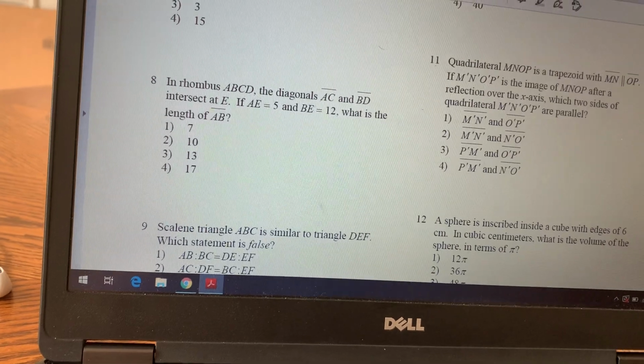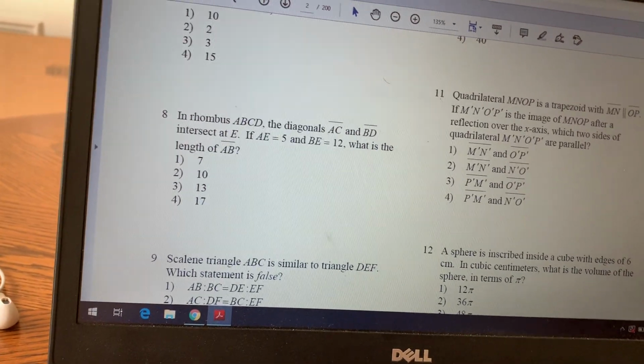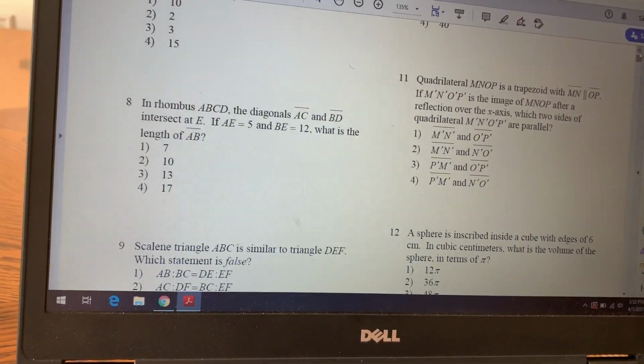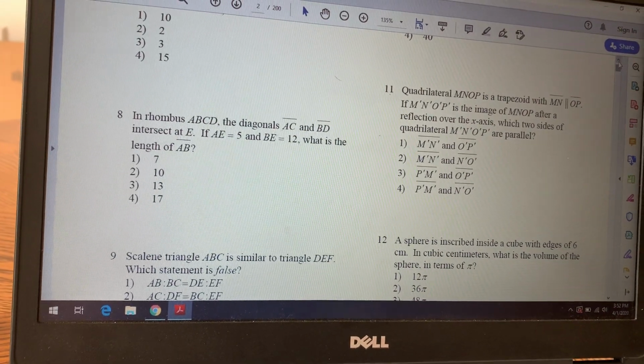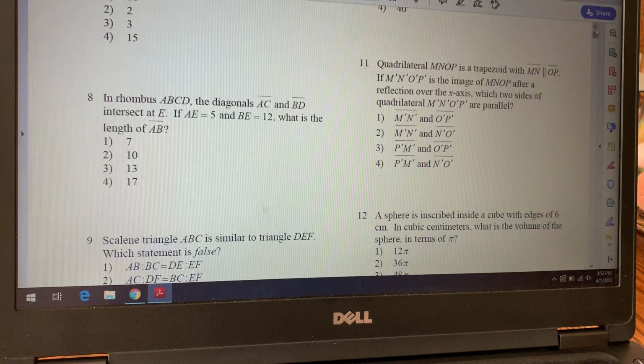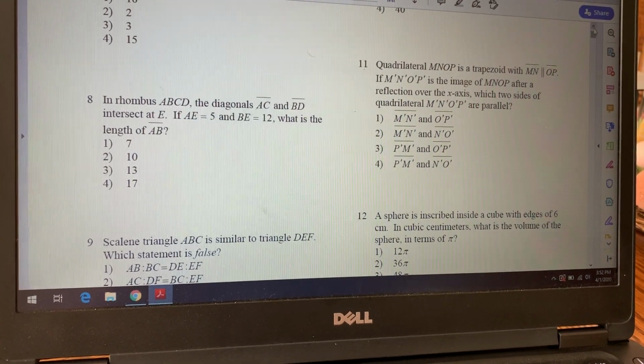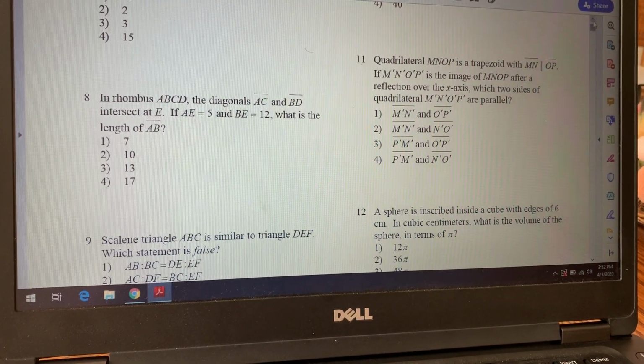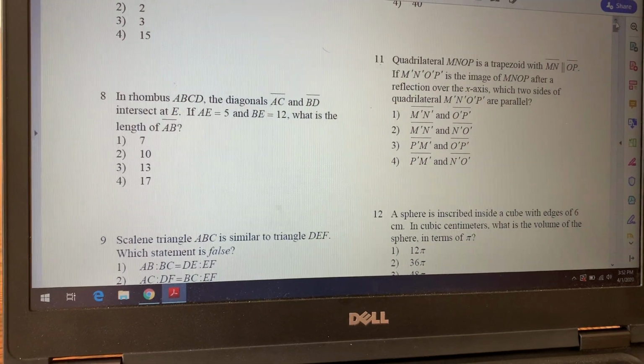All right, give me a second to erase all this while I'm trying to hold the camera on question 8. In rhombus ABCD, the diagonals AC and BD intersect at point E. If AE is 5 and BE is 12, what is the length of AB?